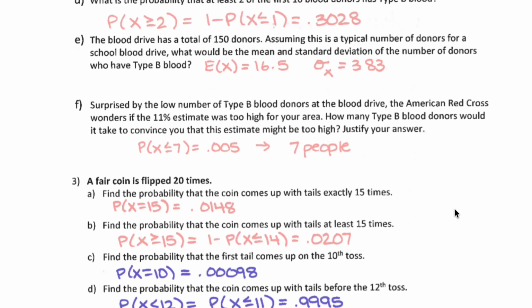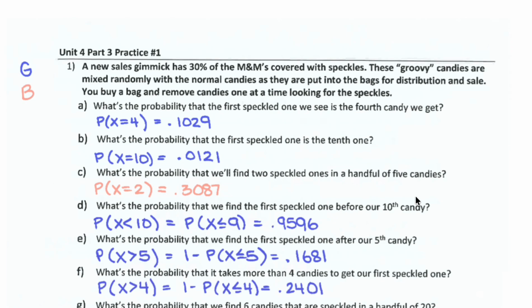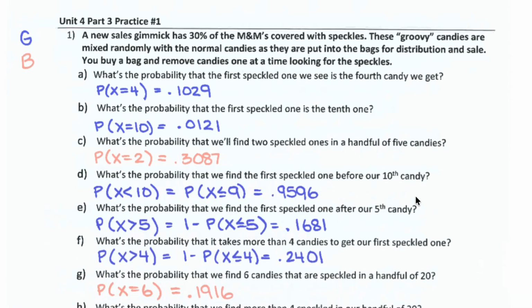Okay, so that's it for this video, and I hope this practice gives you a good idea about how to do the binomial and geometric calculations.